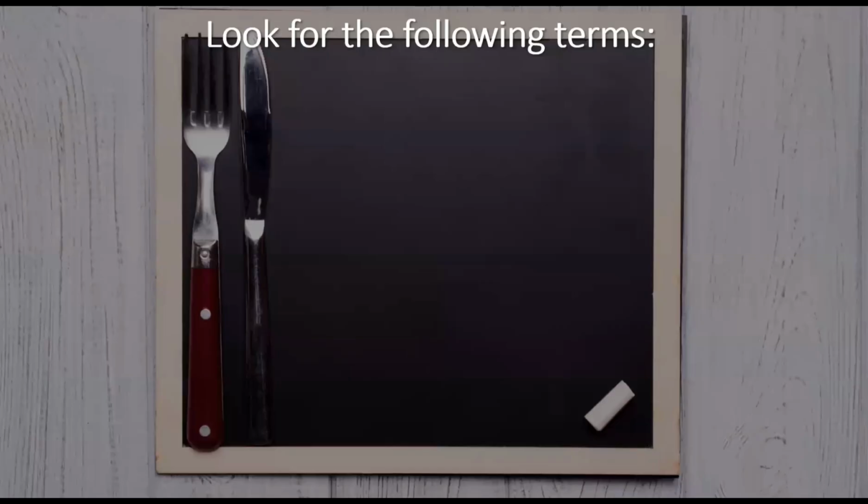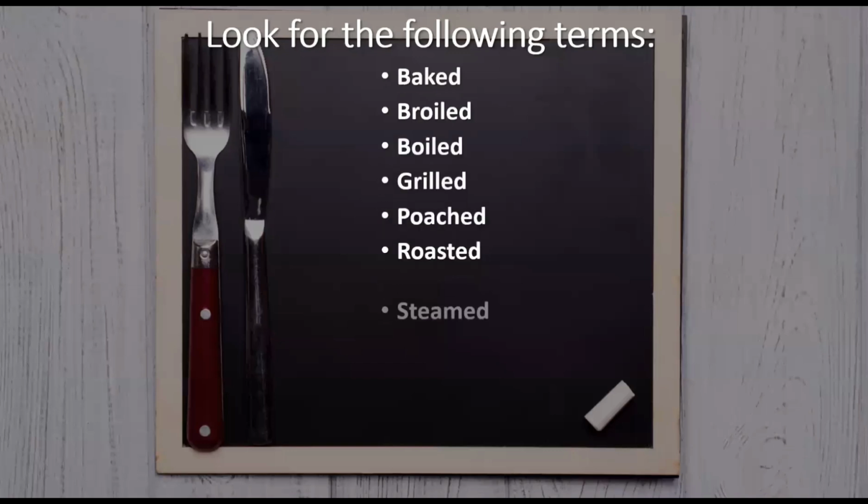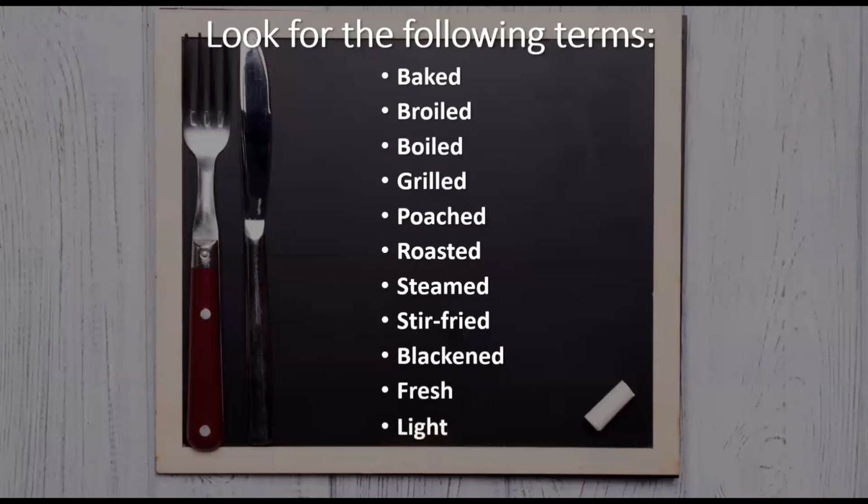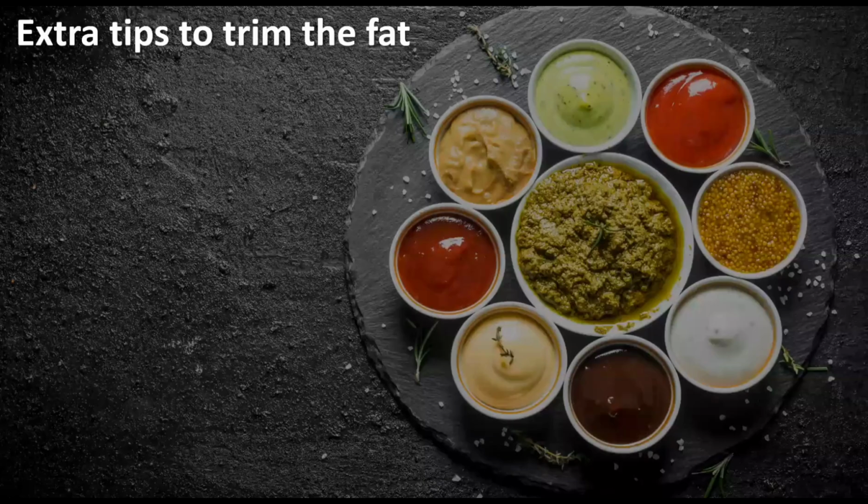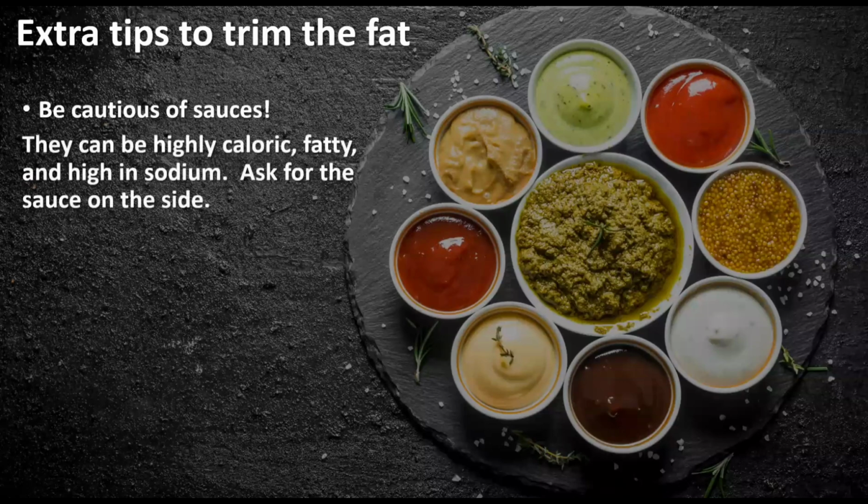Order better options and look for the following terms: baked, broiled, boiled, grilled, poached, roasted, steamed, stir-fried, blackened, fresh, light. Here are a few extra tips to trim the fat. Be cautious of sauces. They can be highly caloric, fatty, and quite high in sodium. If your meal comes with a sauce, ask the waiter to put the sauce in a separate little bowl on the side. That way, you can control the amount you use.